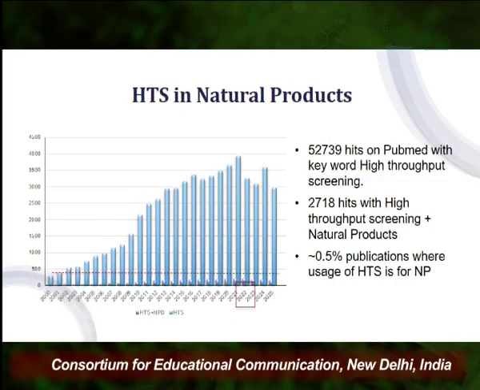When I searched PubMed using the keyword high throughput screening, there were around 53,000 hits in terms of articles, review articles, book chapters, and so on and so forth. Now, when I use the keyword high throughput screening along with natural product, the number drastically decreases to 2,718, approximately 3,000. So we can say that approximately 0.5% of the publications were mentioning the usage of high throughput screening for natural products.